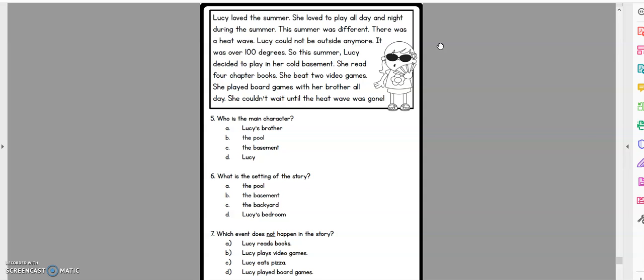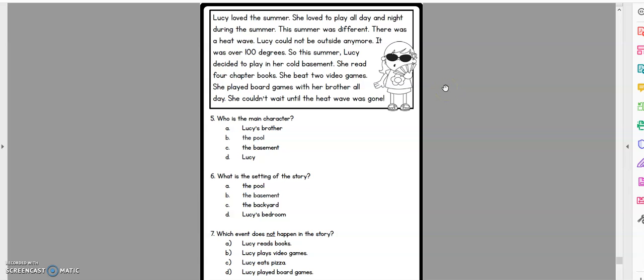All right, so I'm going to stop and start thinking. Remember, I'm listening for who is the main character. That's the most important character, the character that is mainly seen in the story. I'm thinking about the setting of the story, and I'm thinking about the events of the story. I'm going to read it one more time.